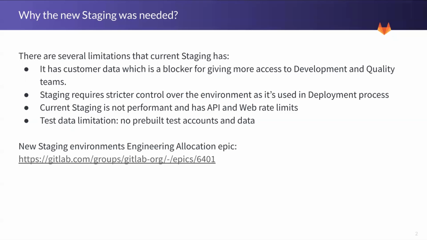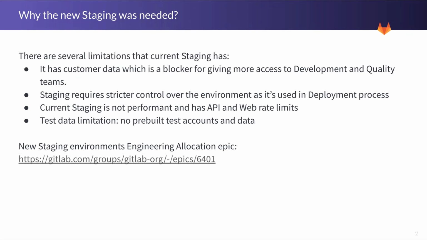The current staging is a close replica of our production environment and has several limitations. It has customer data, which is a blocker for giving more access to engineering. For example, sometimes engineers can't test their features quickly on staging because they need to go through the process of requesting admin access. Staging requires stricter control over the environment as it's used in the deployment process.